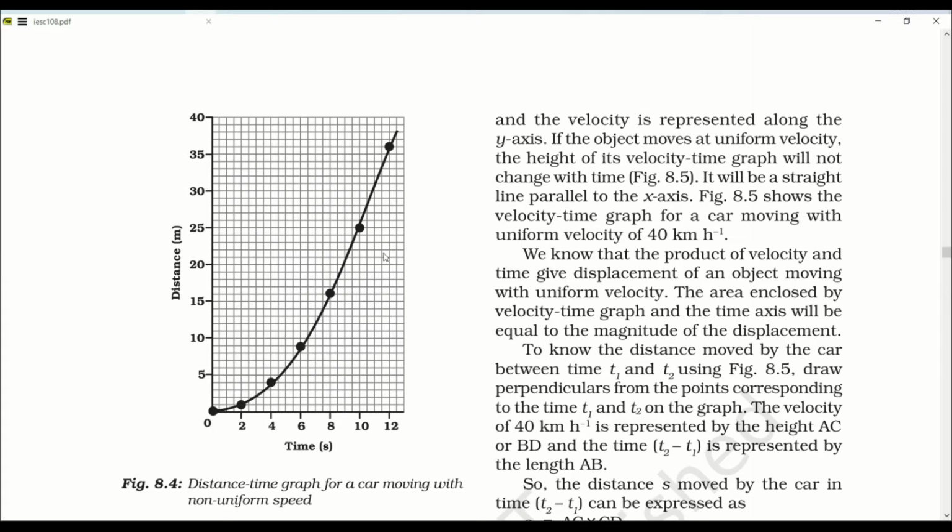First, it is a non-uniform motion, that means the speed will not be constant. Second thing, the slope shows how the speed of the object may be. It may be slower in the initial stages, then it has increased after some time duration, and it has kept on increasing as the time passes.